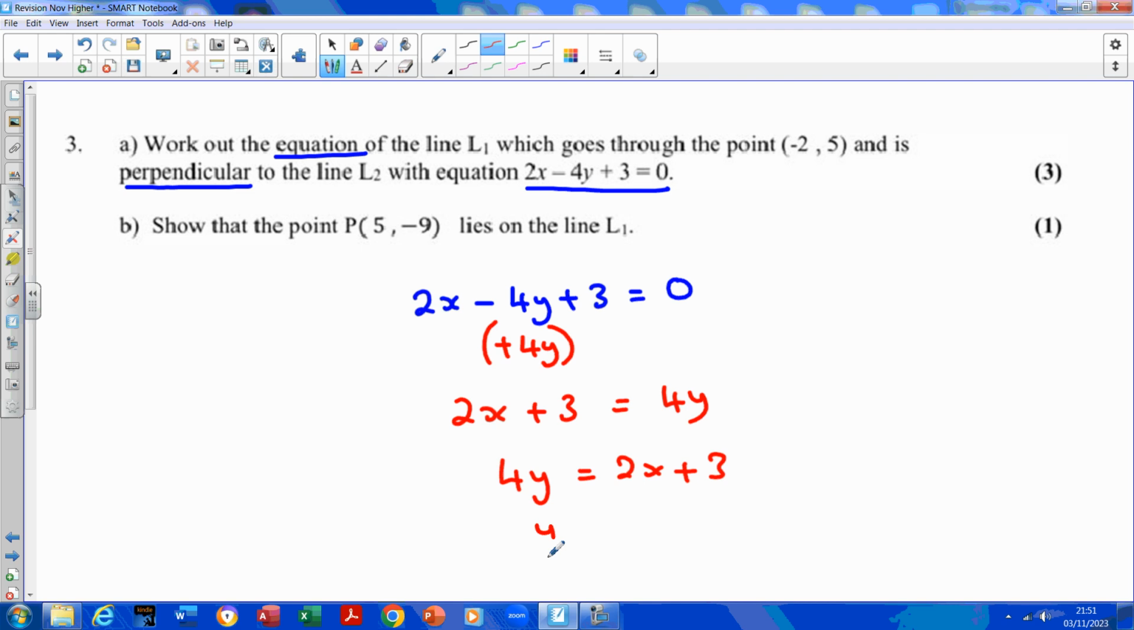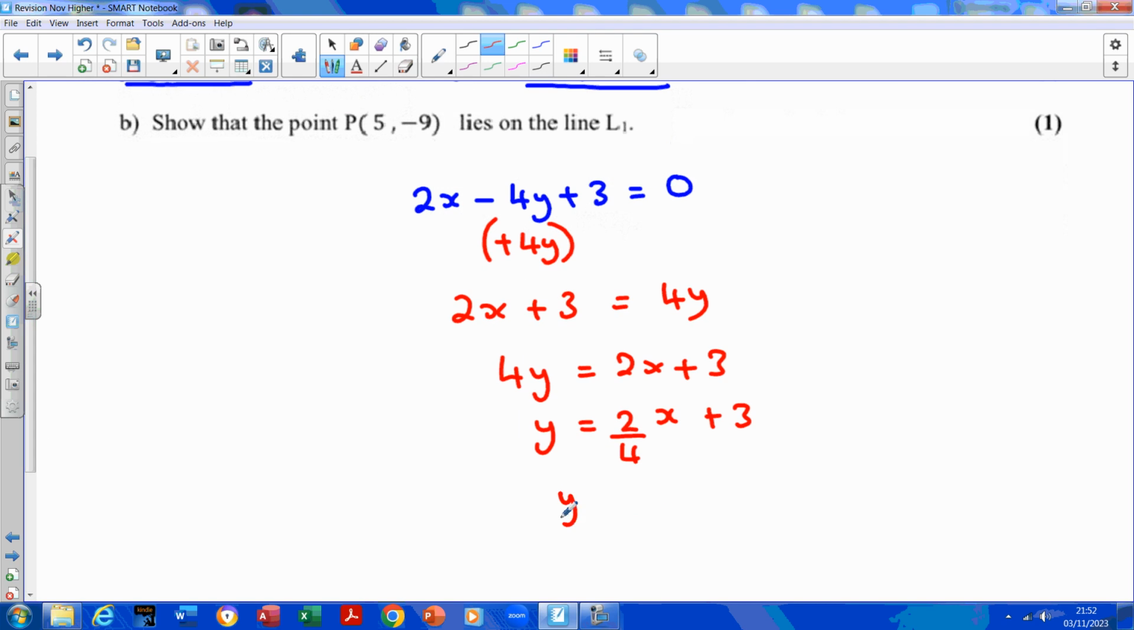So therefore y is equal to, divide by 4, so it's 2 over 4 x plus 3. And 2 divided by 4 is equal to a half. So y is equal to half x plus 3. Now, I decided to add 4y onto that side rather than changing everything and dealing with negatives. These wee things you'll learn as you're going along.